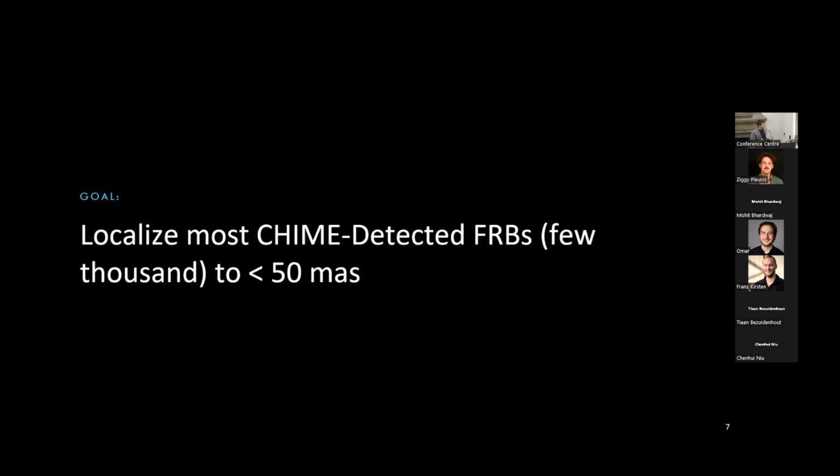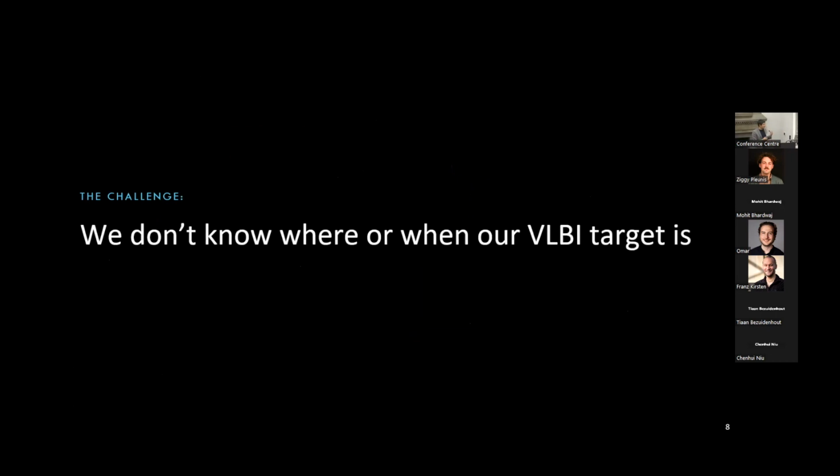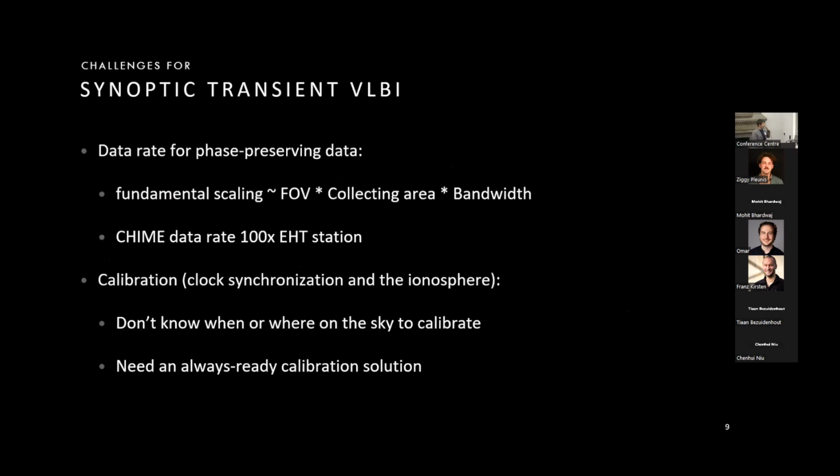Okay, and so the goal of this project is to localize most CHIME detected FRBs, which will ultimately be thousands, to better than 50 milliarc second precision. Okay, but how do we do this? This is a new way of doing VLBI, right? We don't know where or when the VLBI target is. VLBI has traditionally been a very targeted method, right? It's zooming in on a source.